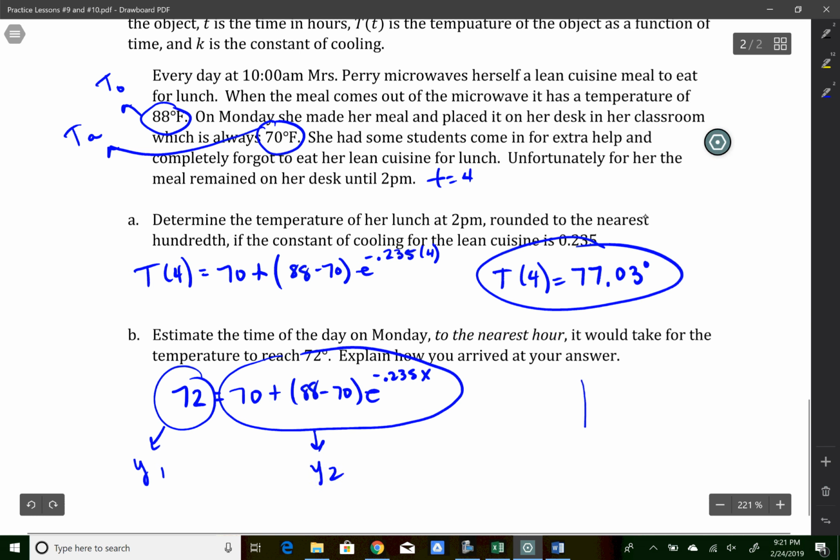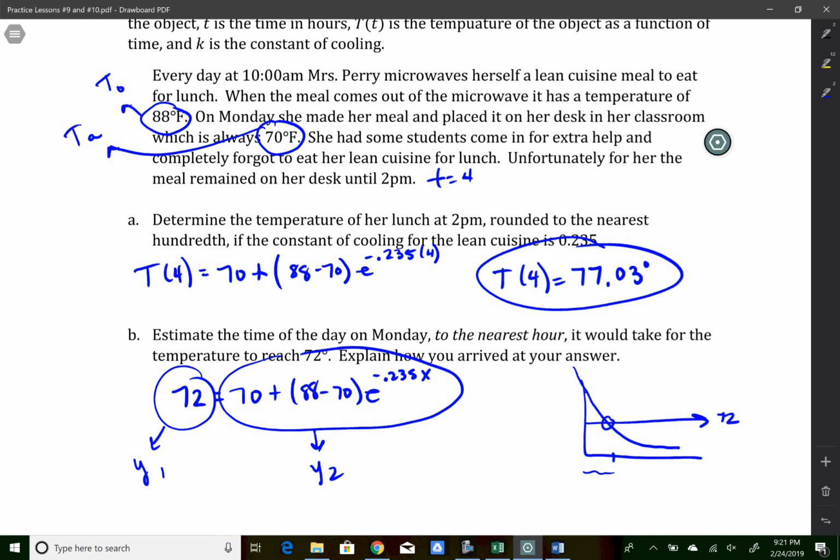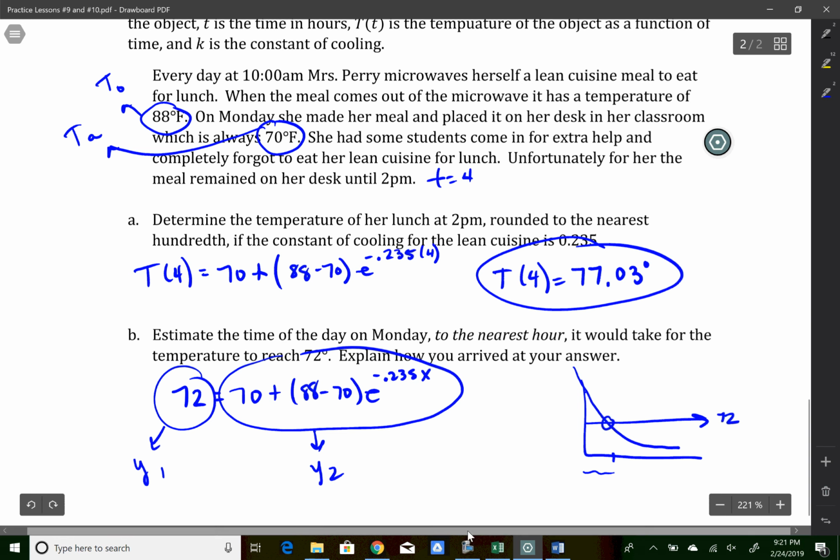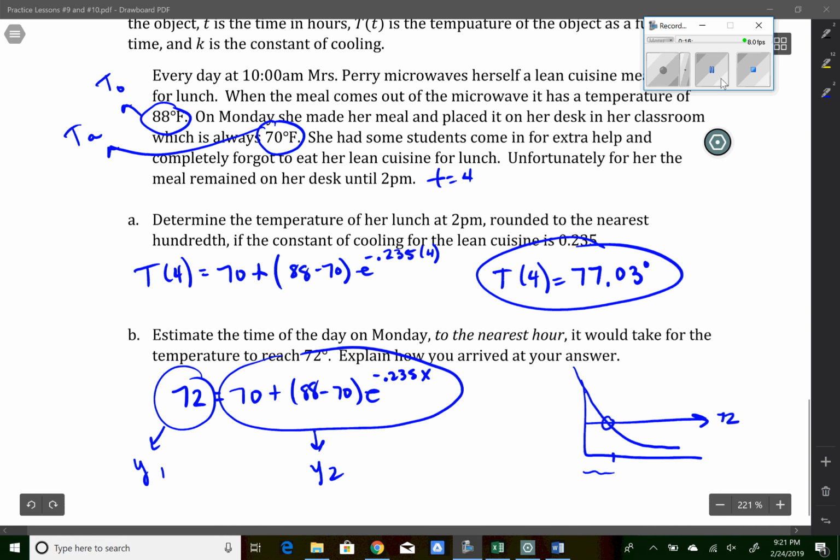But what's going to happen is when I graph this, I'm going to have a value that comes across, that's the 72. And I'm going to have a temperature that starts up high and is going to come down like this. So what we need to figure out is where do they intersect? And then how long does that take? Because that would be my x value. So if we graph both of those, we can figure out where that is going to intersect. I'm just going to pause the video here so I can type.